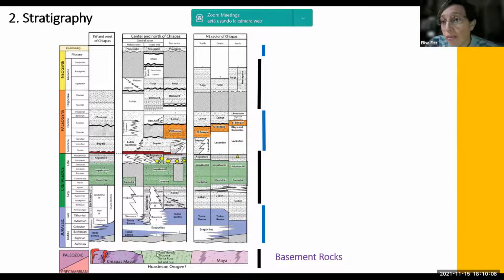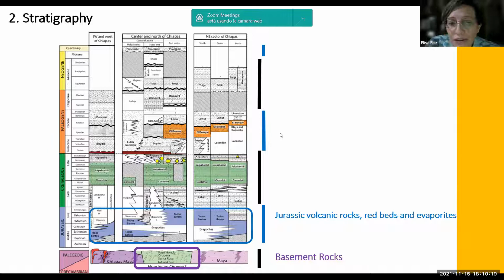These rocks are unconformably covered by early Jurassic volcanic and volcaniclastic rocks, then by red beds of the Todos Santos formation, which have an age range that goes all the way from the middle Jurassic to the late Jurassic, and in part formed by red beds, but sandstone mostly, but also locally conglomerate, siltstone and evaporites in the middle part and the top of this unit.